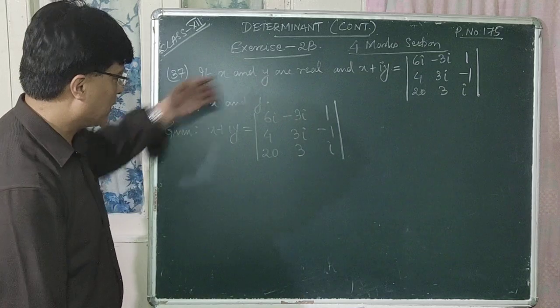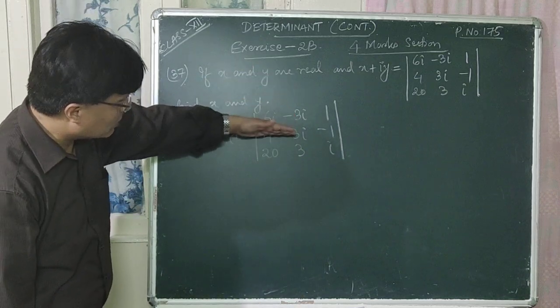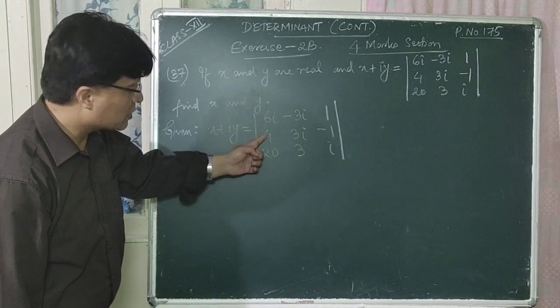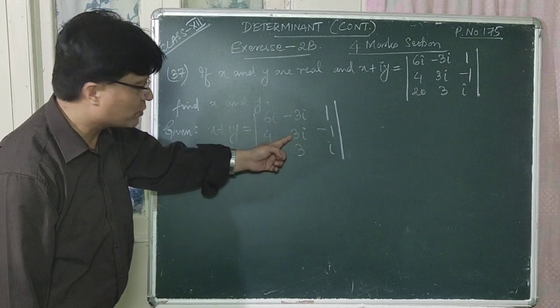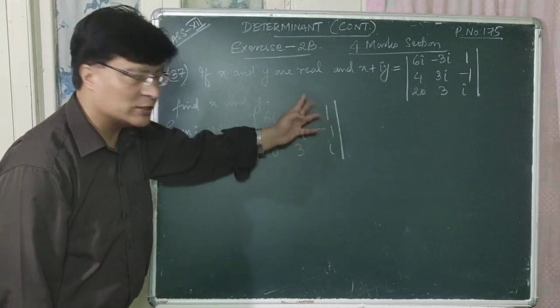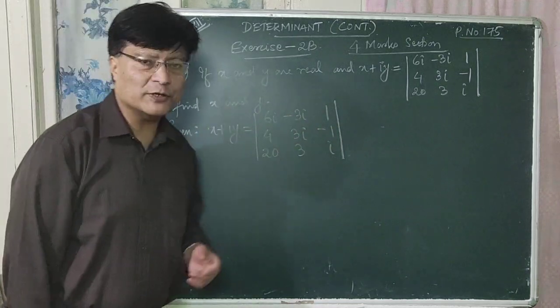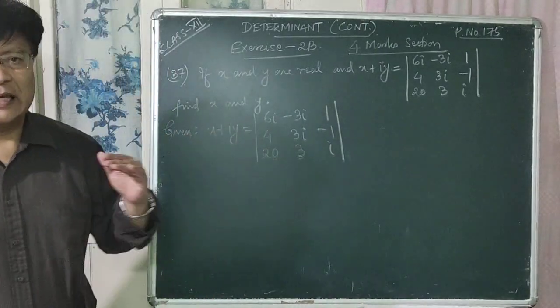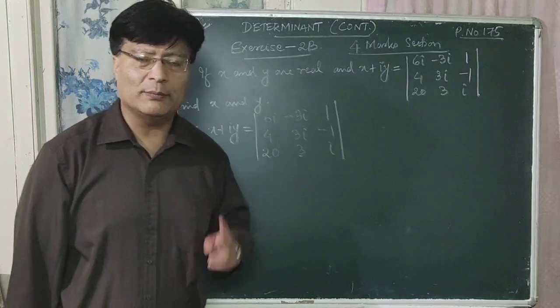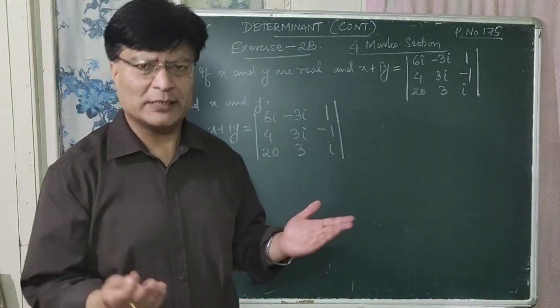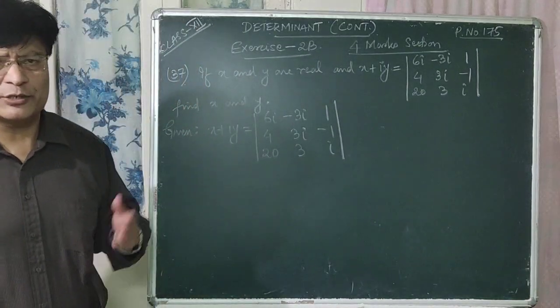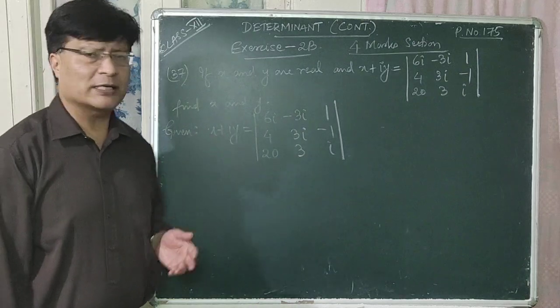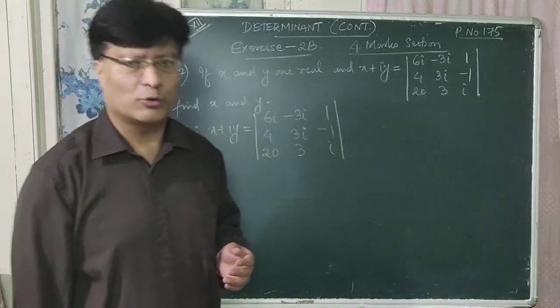Let us see. If you do R1 plus R2, 6i plus 4, minus 3i plus 3i is 0, 1 minus 1 is 0. That is, in the first row, after you use the properties of determinant, you are getting two elements as 0. So you can easily expand it if the two elements are 0 in the first row, isn't it? So you can expand it with respect to the first row.